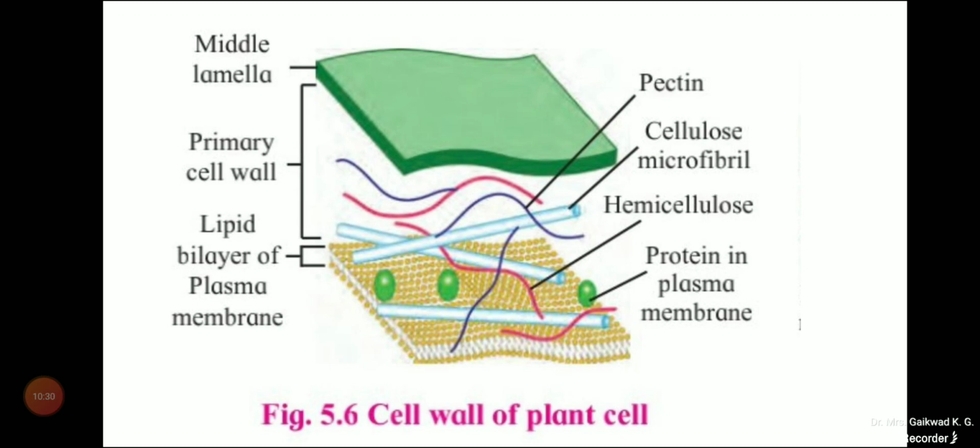Plasmodesmata are the cytoplasmic bridges between neighboring cells, and they show pores between the cell wall and the middle lamella. Here, another structure we are able to see is the lipid bilayer of the plasma membrane. We will see it in the next session, in the next lecture, when we see the cell membrane and the plasma membrane. The other structures seen here we will also see in the next lecture.